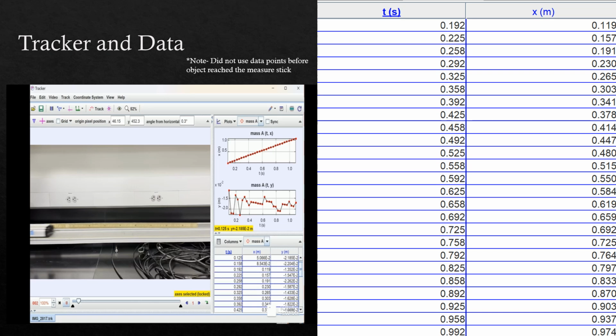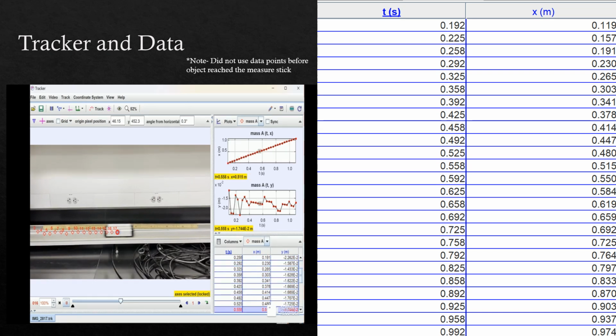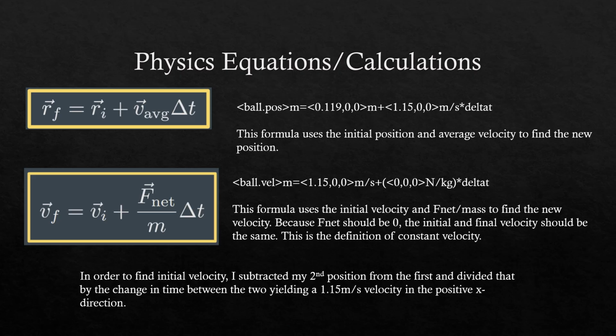This shows our Tracker experiment. Each of the red dots shows the change in position after a set delta t. For us, because we filmed at a rate of 30 FPS, it should be approximately 1/30th of a second.